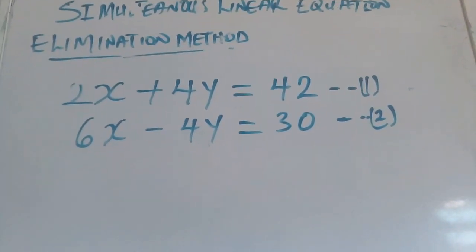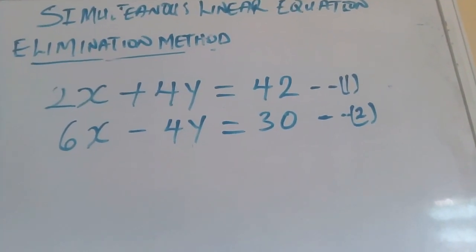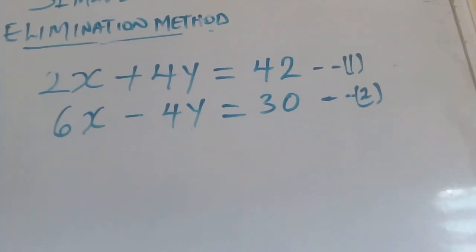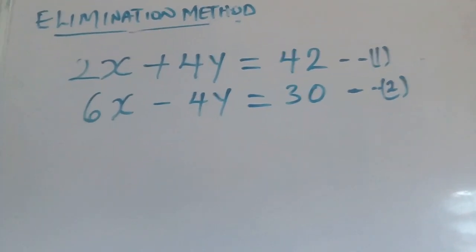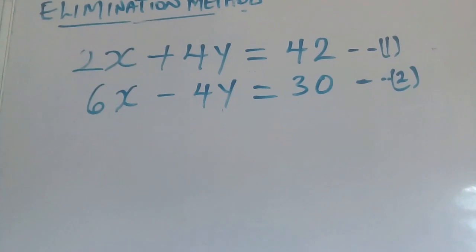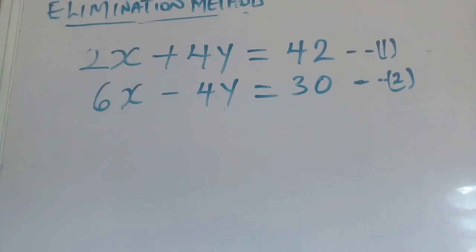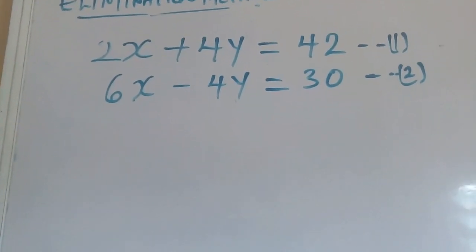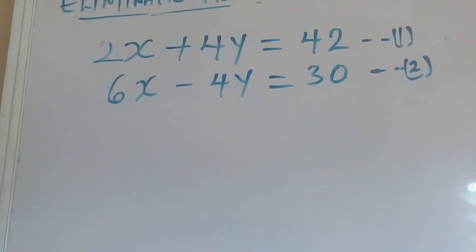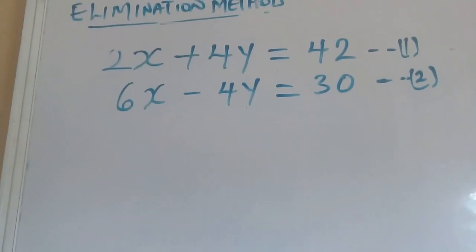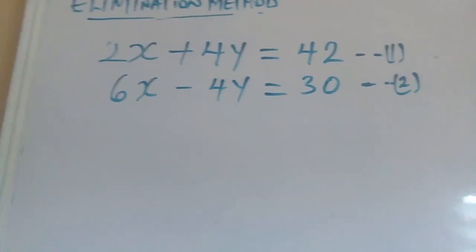So we have another set of equations on the board. 2x plus 4y equals 42, equation 1, and 6x minus 4y equals 30, equation 2. If you look at the variable x, the coefficient of x in equation 1 is 2, while in equation 2 it is 6. But if you look at the coefficient of y, it is balanced already: 4, 4. So we don't really need to balance any variable. We just decide to eliminate variable y because we have the same coefficient.